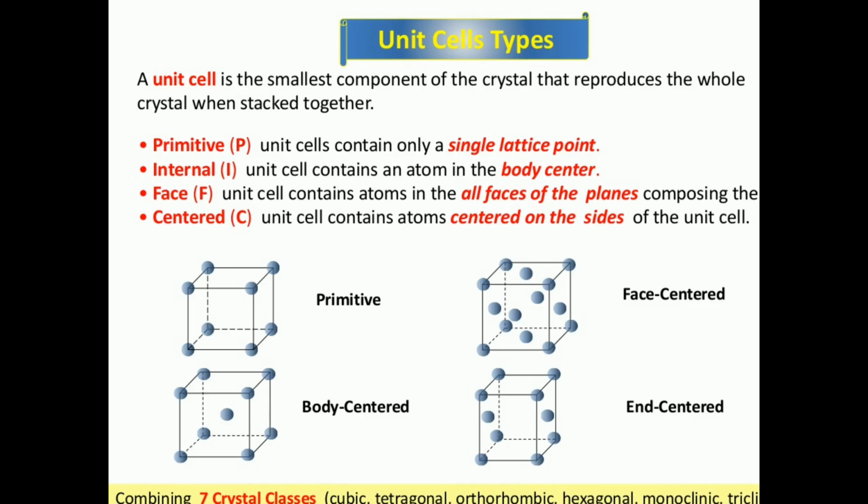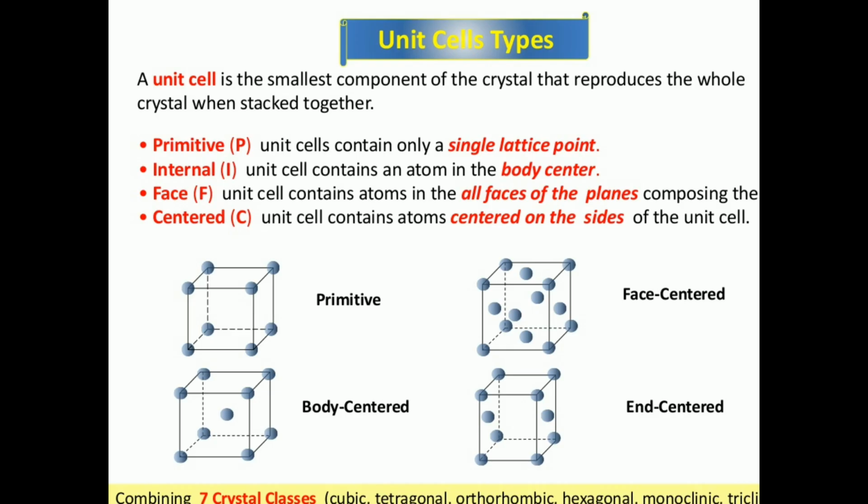See the cubic structures: primitive, body-centered, face-centered, and end-centered. Primitive means the unit cell contains only a single lattice point. Body-centered (I) means the unit cell contains an atom at the body center. F means the unit cell contains atoms on all the faces of the cell. C is the end-centered cell, containing atoms centered on the sides of the unit cell.